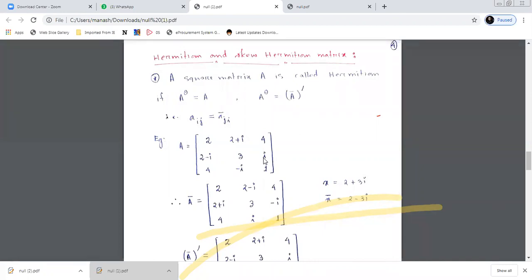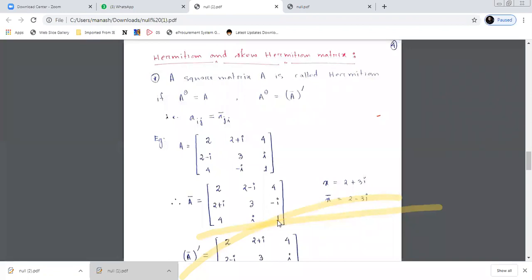Now we take the conjugate of A, that means A bar. So 2 is 2. Conjugate of 2 plus I will be 2 minus I. Conjugate of 4 is 4, remains the same. Conjugate of 2 minus I is 2 plus I. Now after that it is 3. After that it is I. Conjugate of I is what? Minus I. Conjugate of I is minus I. Again 4 will remain as 4. Conjugate of minus I becomes I.